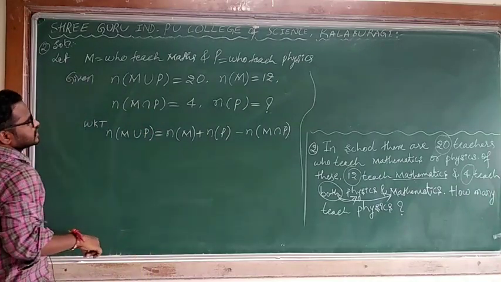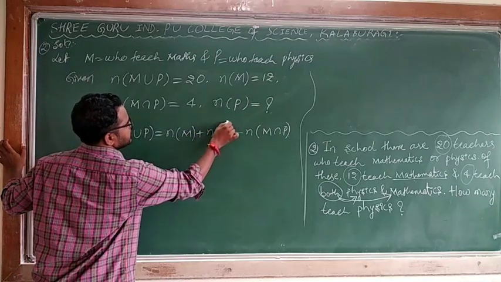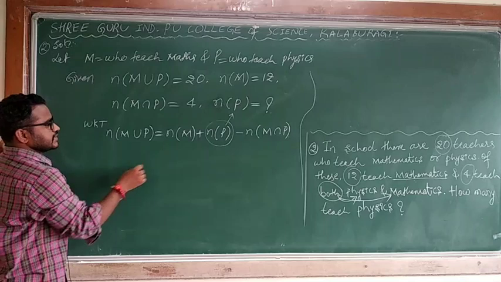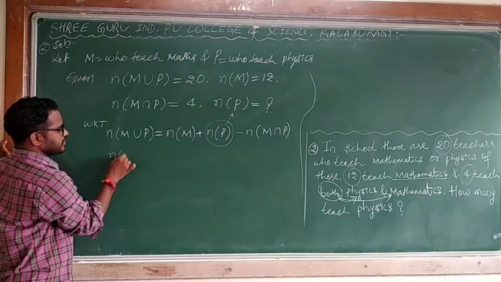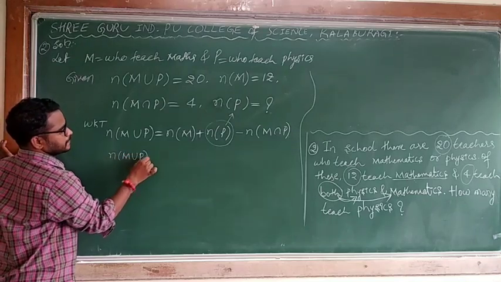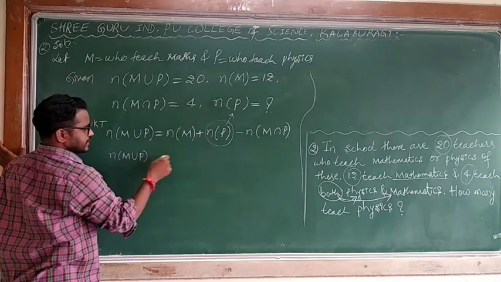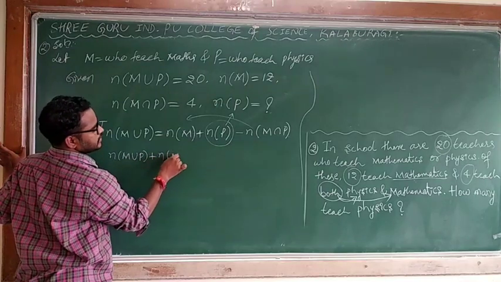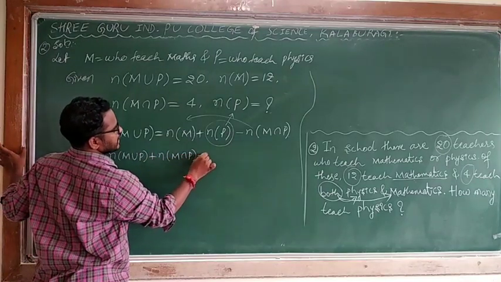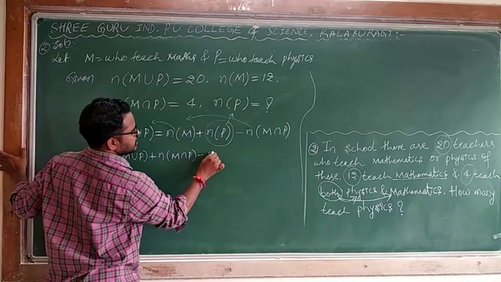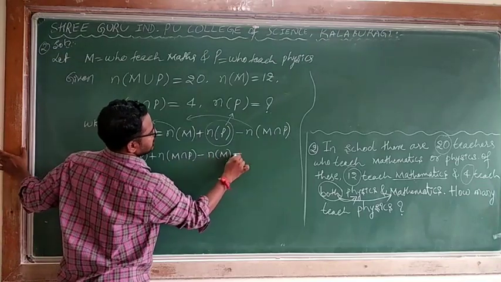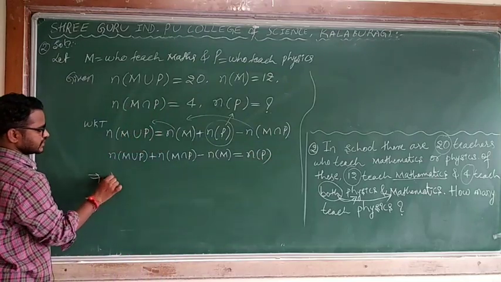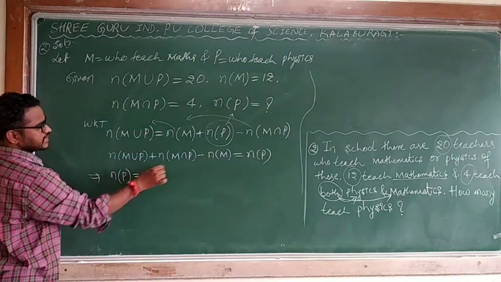So what is the required thing? He is asking N of P, so I want this value. I can keep this N of M union P. This I don't want, so take this side, and it will become plus N of M intersection P. Minus, take this one also, N of M. What remains on the RHS is only N of P.